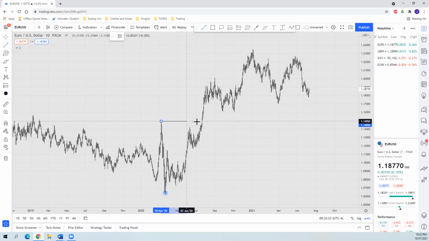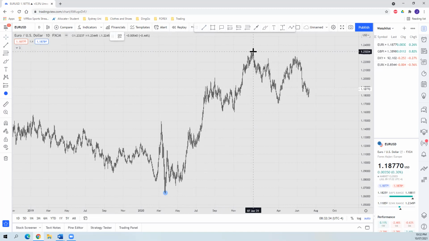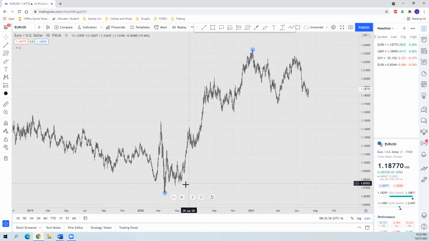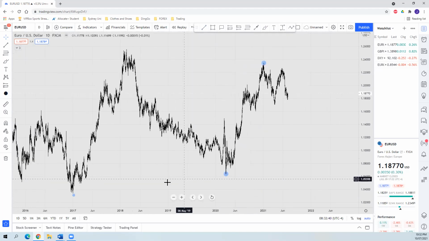From that low, okay, that was COVID news. It broke structure. Okay, cool. No, there's a low below that. Not that high. Not that high. From here. No, you're not getting that. Sorry.